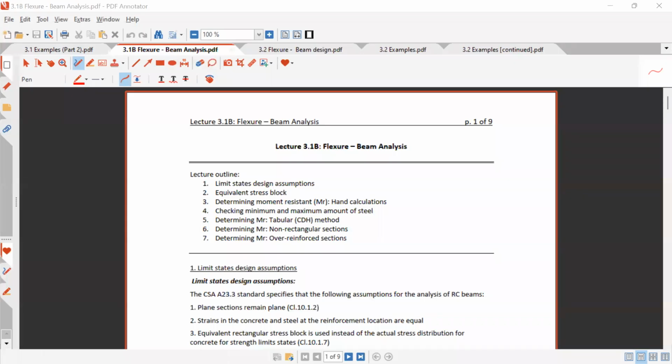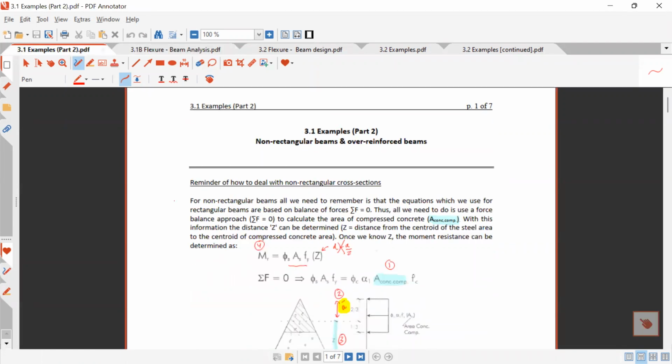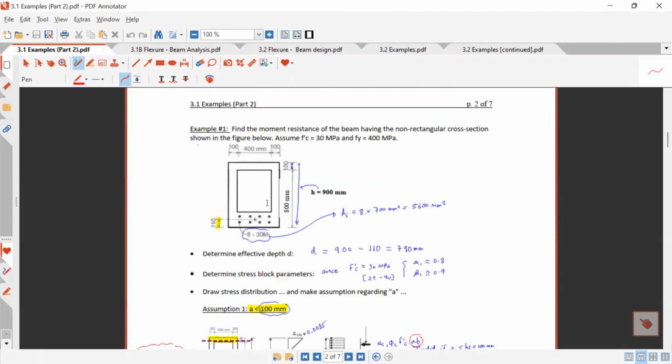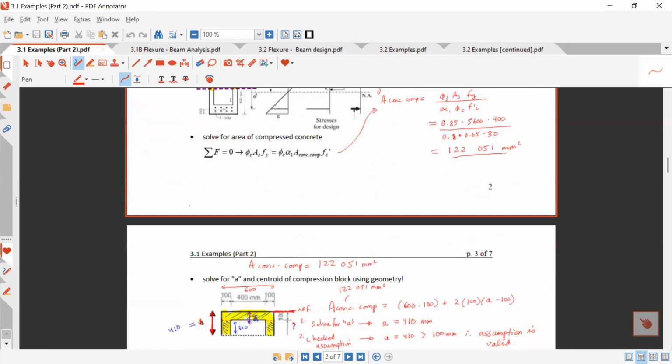Last class, we were doing 3.1 examples, part 2. We did a non-rectangular section and an over-reinforced section. Both these examples are very important for your midterm, so make sure to study them. You have a couple of other examples, as I mentioned. In tutorial 2, there's one example, and tutorial 3, which I will post during the weekend, you'll have a third example. Study these because these non-rectangular sections are probably going to come in the midterm.